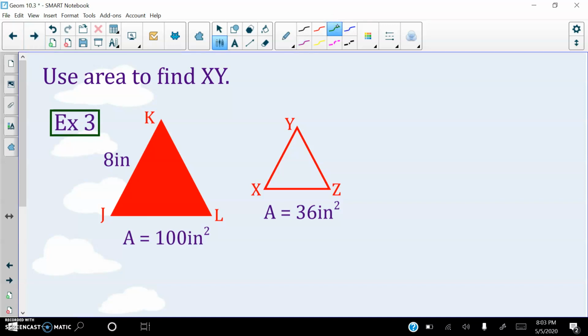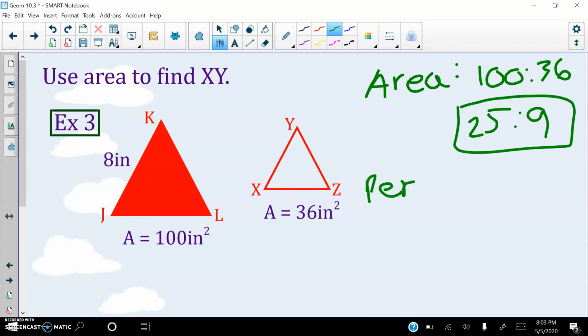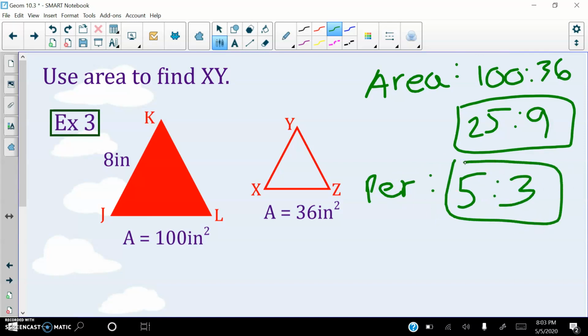All right, last one. It gives us the ratio of areas, 100 to 36, which we can simplify down to 25 to 9. If I take the square root of those, the square root of 25 is 5 and the square root of 9 is 3. That's the ratio for the perimeter or the sides.